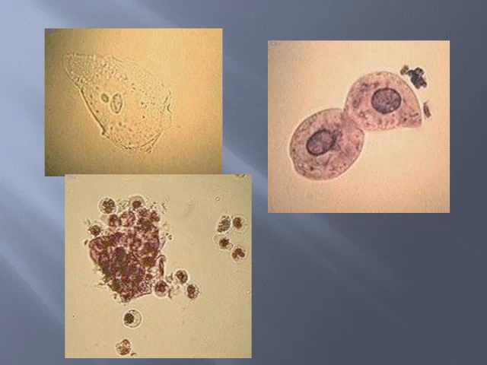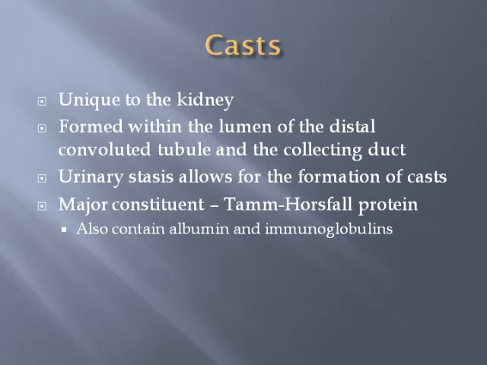So I'm not going to argue for or against that. You just need to follow your laboratory protocol. Most labs I've ever worked in did differentiate between squamous and renal and transitional, but I have worked in a few that if it was transitional or renal, they didn't really care. They just called them a round epithelial cell.